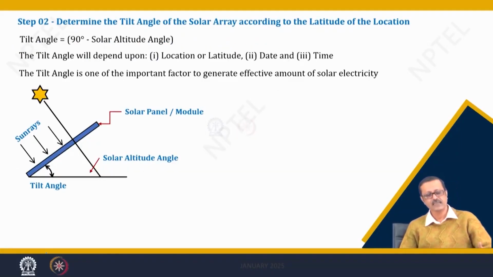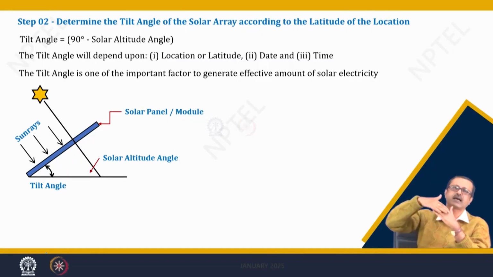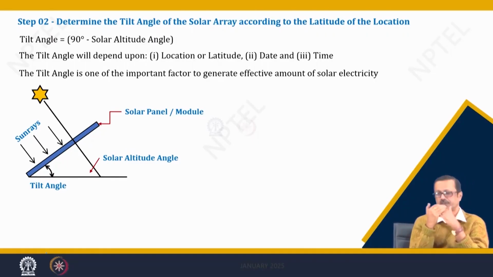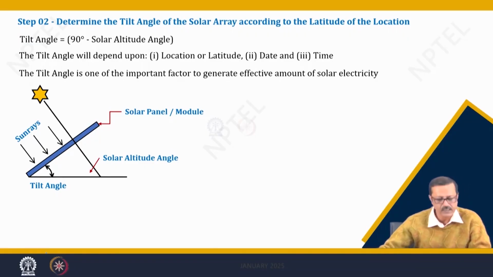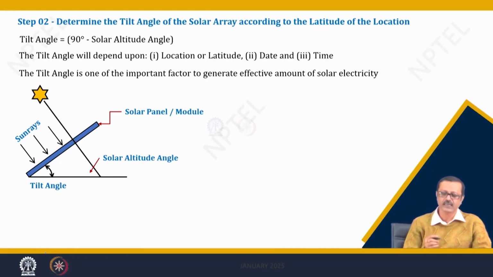Now, the second step will be to determine the tilt angle of the solar array. What should be my angle of tilt, such that for the maximum time I will get perpendicular radiation? Perpendicular radiation from the sun will definitely be better than inclined radiation, because inclined radiation will reduce the amount of harvesting or energy generation. The tilt angle depends upon a lot of things: your location and latitude. It also depends upon the date and the time when I am going to calculate the tilt angle.